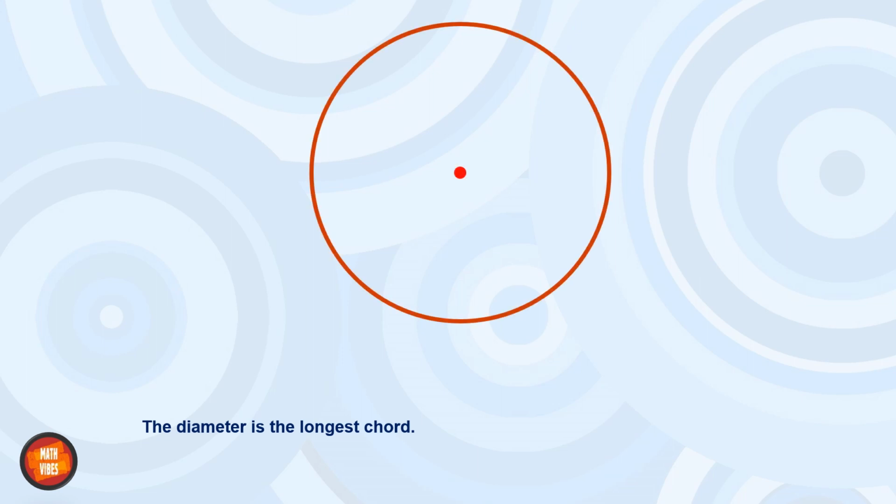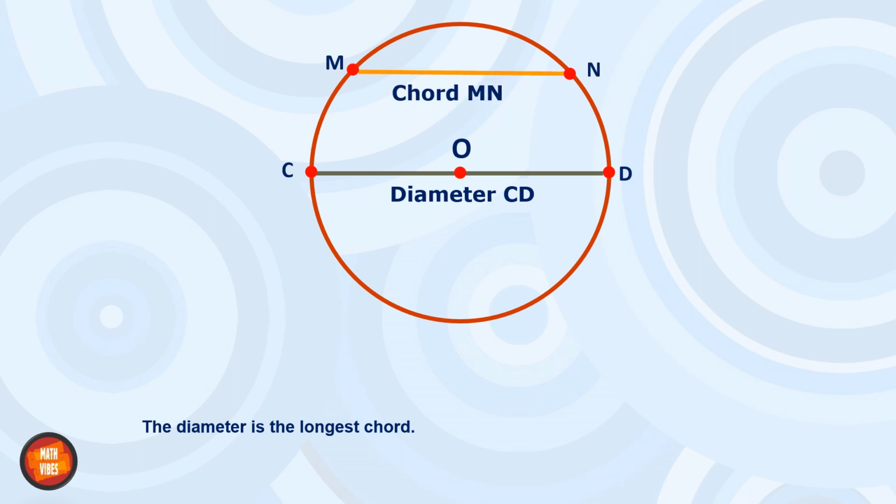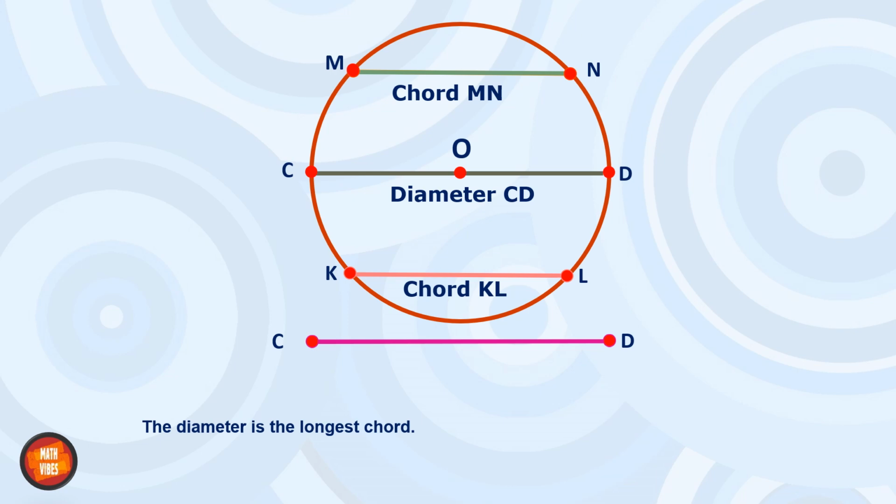Now let us discuss that the diameter is the longest chord of the circle. How? Let's check. This is a circle with center O, and this is a diameter CD. Now we will draw another chord over here. Let's take it as chord MN, and then we will draw another chord and name it chord KL. Now if you take this diameter CD down, and then you take this chord MN down, then what will happen?